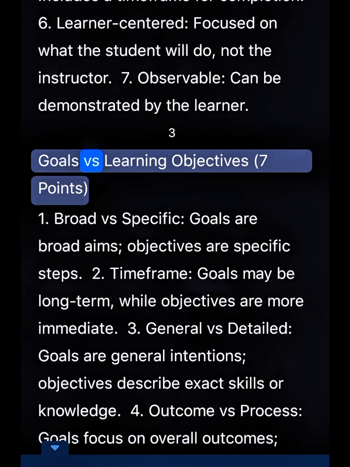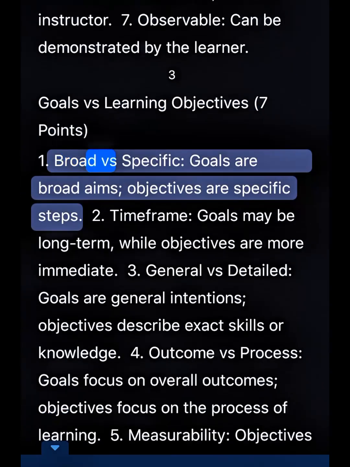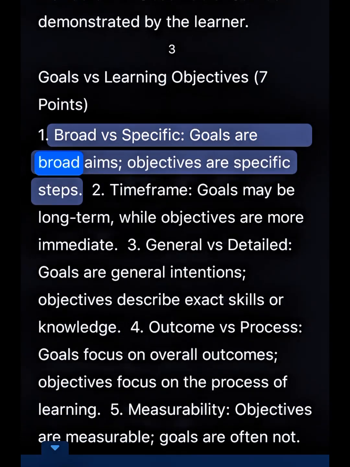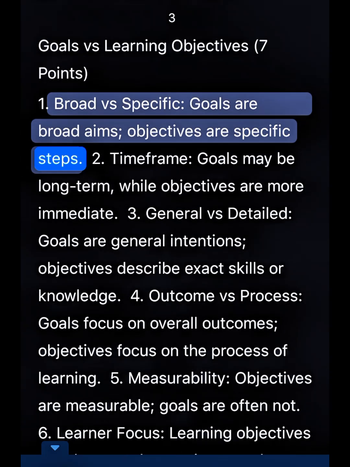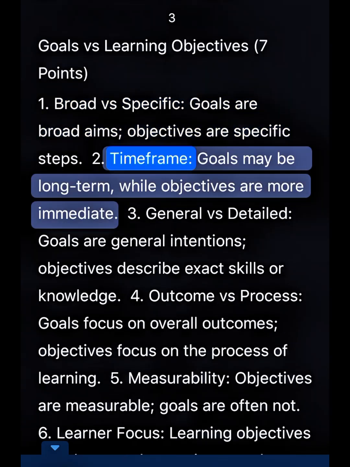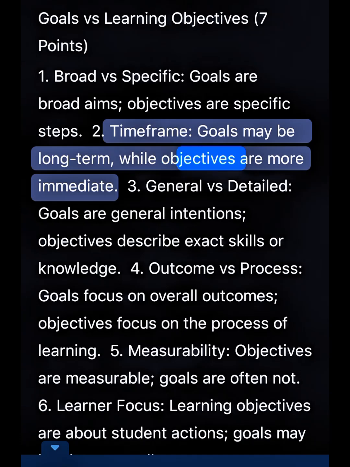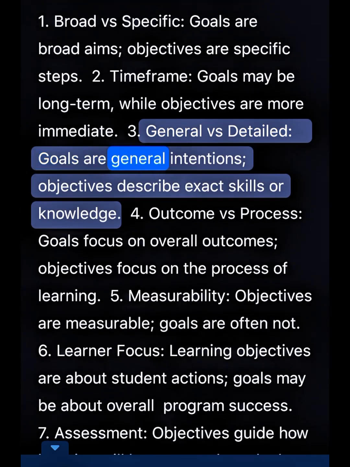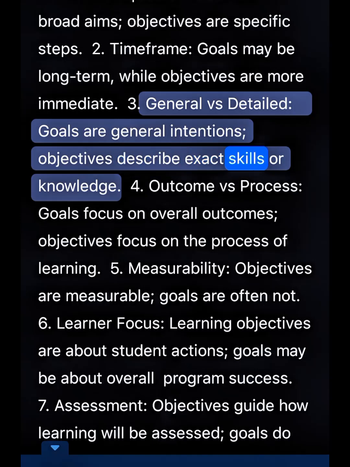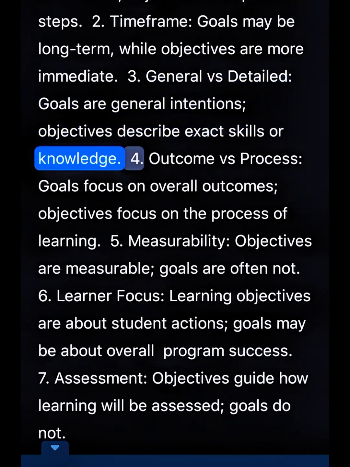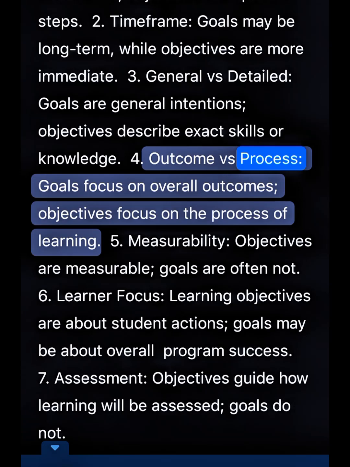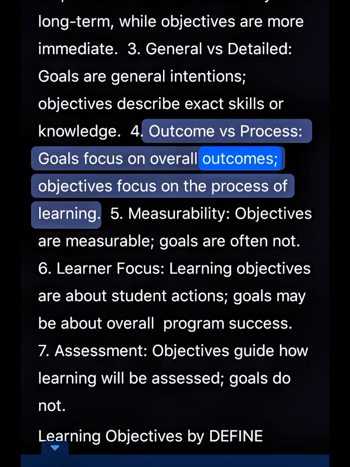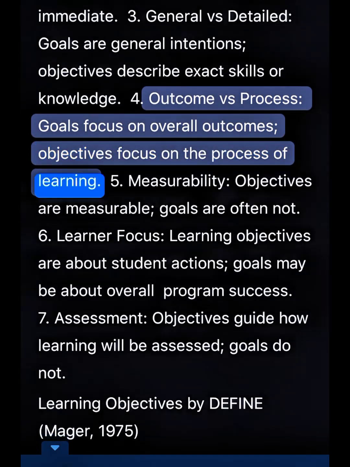Goals versus learning objectives, 7 points. 1. Broad versus specific, goals are broad aims, objectives are specific steps. 2. Time frame, goals may be long-term, while objectives are more immediate. 3. General versus detailed, goals are general intentions, objectives describe exact skills or knowledge. 4. Outcome versus process, goals focus on overall outcomes, objectives focus on the process of learning.